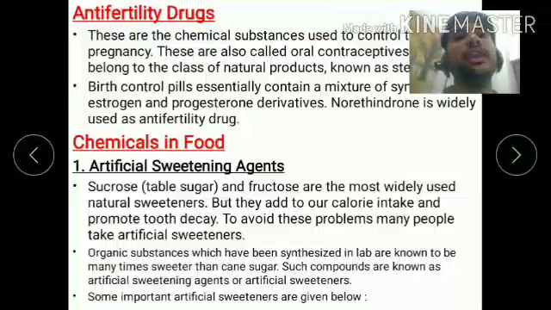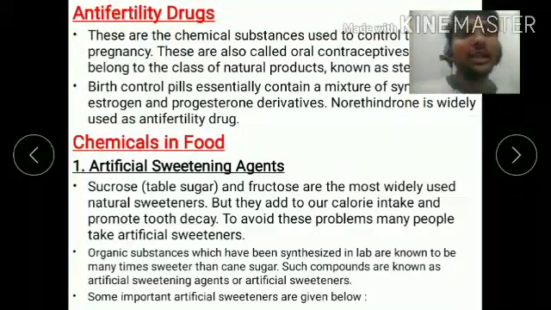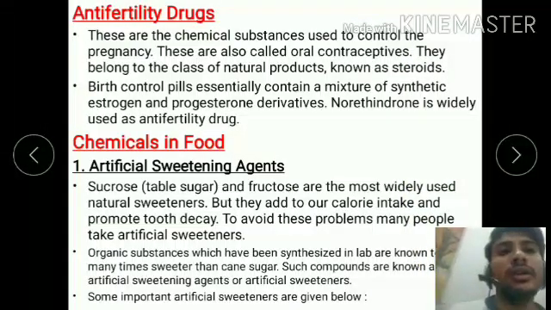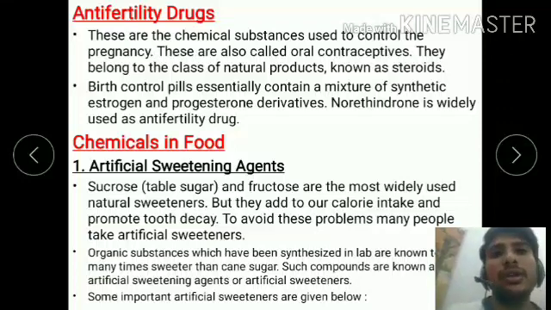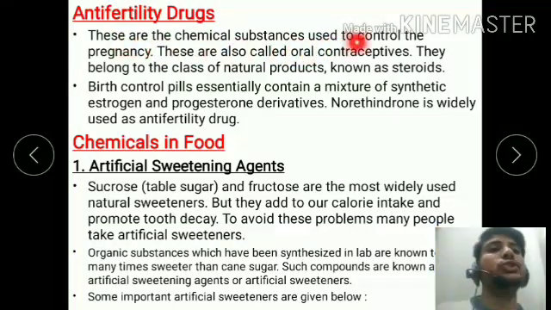Okay, the next one is anti-fertility medicines. What are anti-fertility medicines? Basically, they stop unnatural birth. Actually, they stop the pregnancy. These are chemical substances used to control pregnancy. For example, the i-pill.